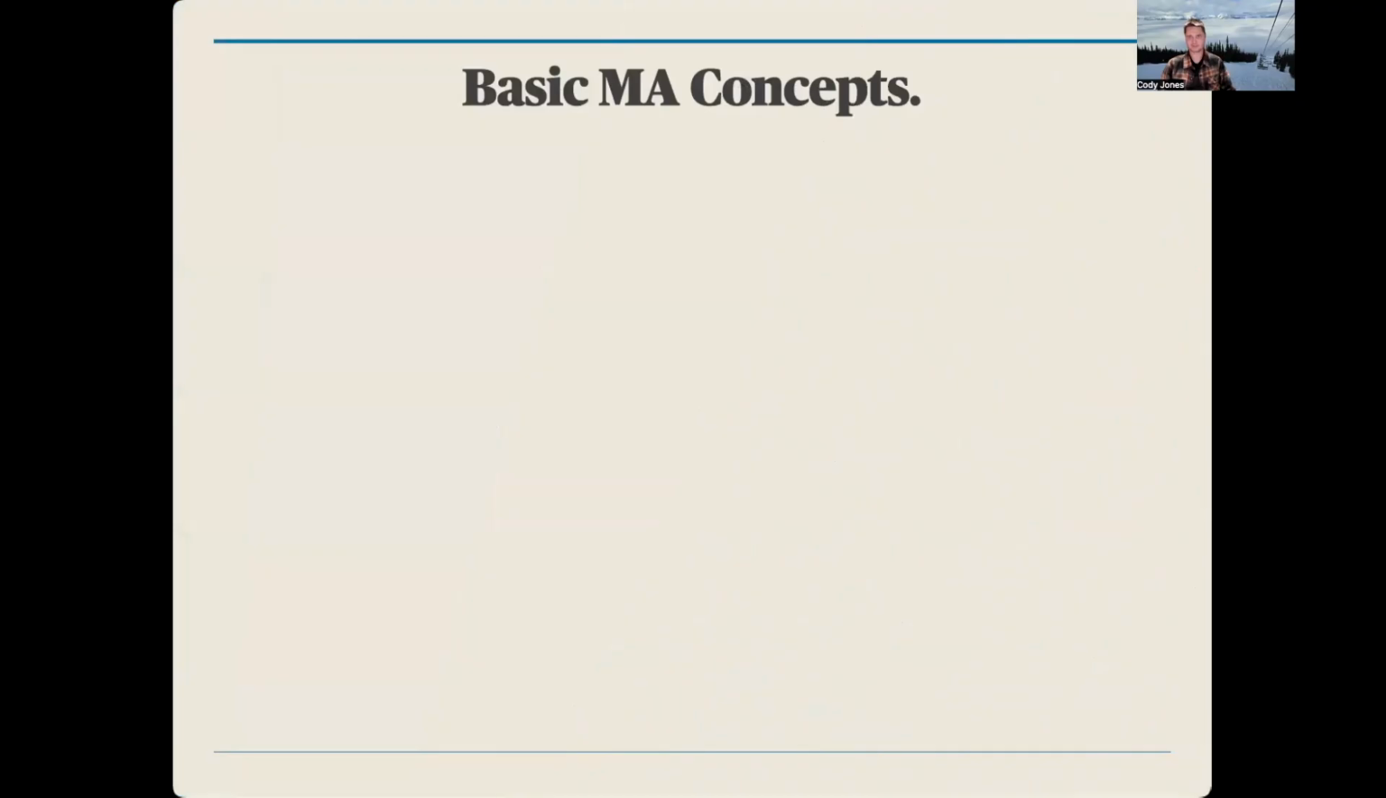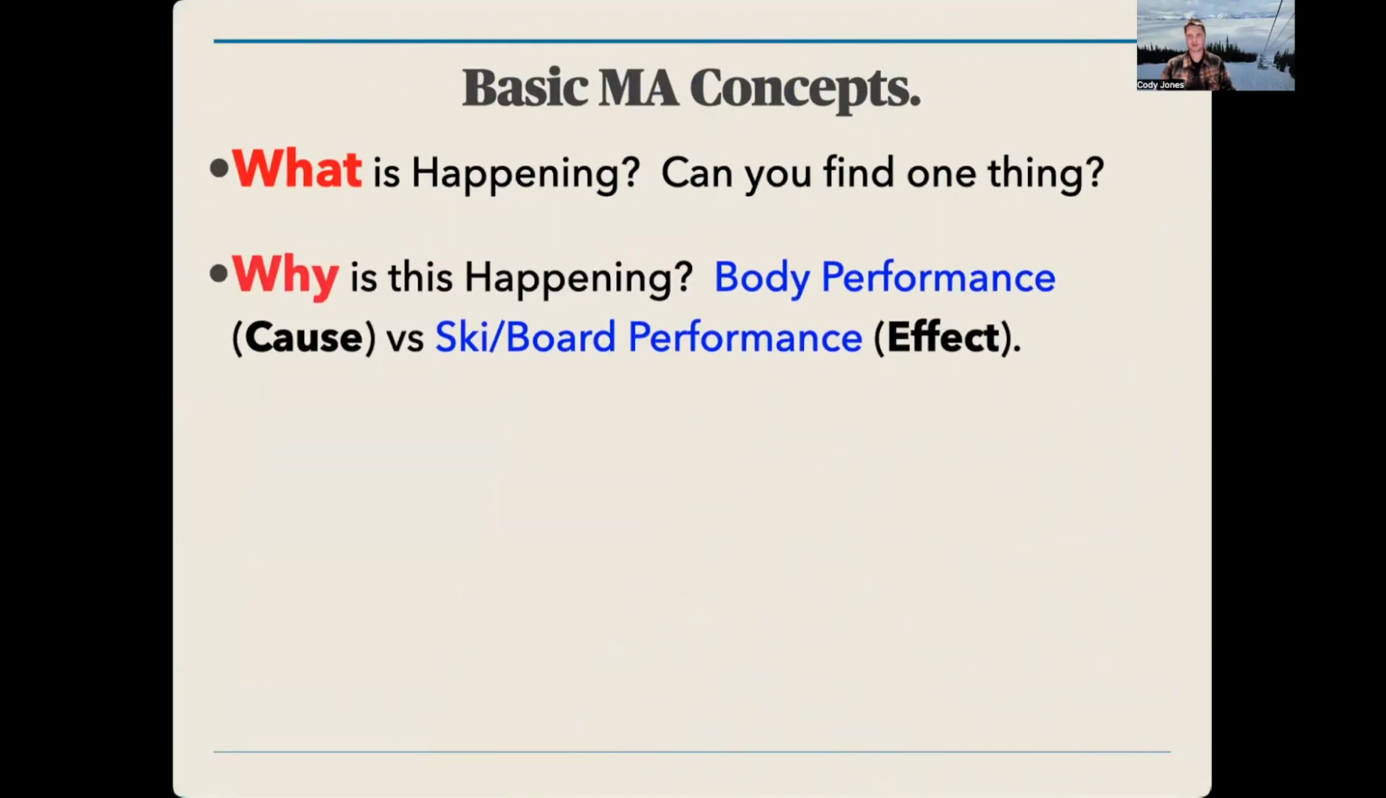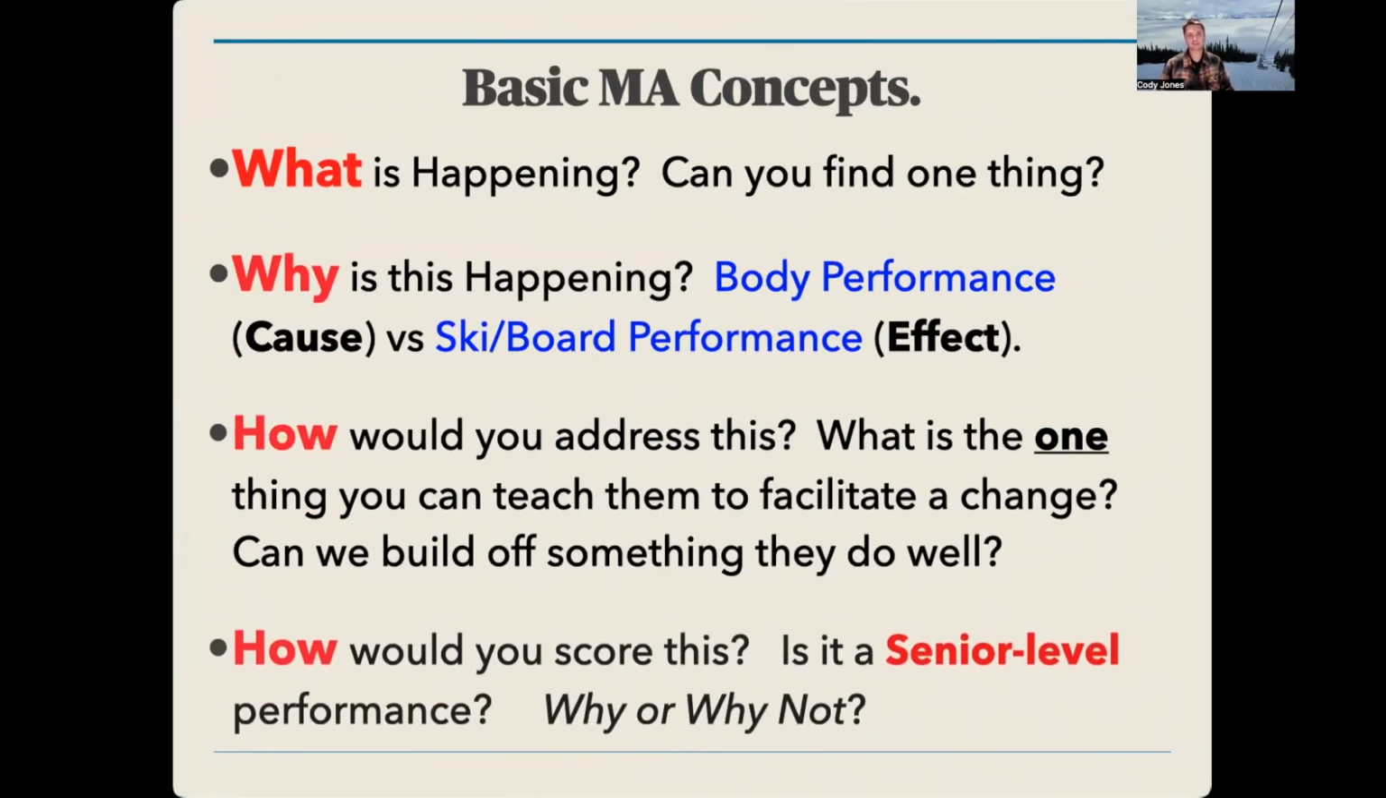Some simple steps to thinking about basic movement analysis include: what is happening? Can you find the one thing? Why is it happening? These are cause and effect relationships: the body performance, which is the cause, versus the effect, which is the ski or board performance. Then you consider how you would address this. What's the one thing you can teach them to facilitate a change? And can we build off of something they are doing well? Finally, how would you score this? Is it a senior level performance? Why or why not?